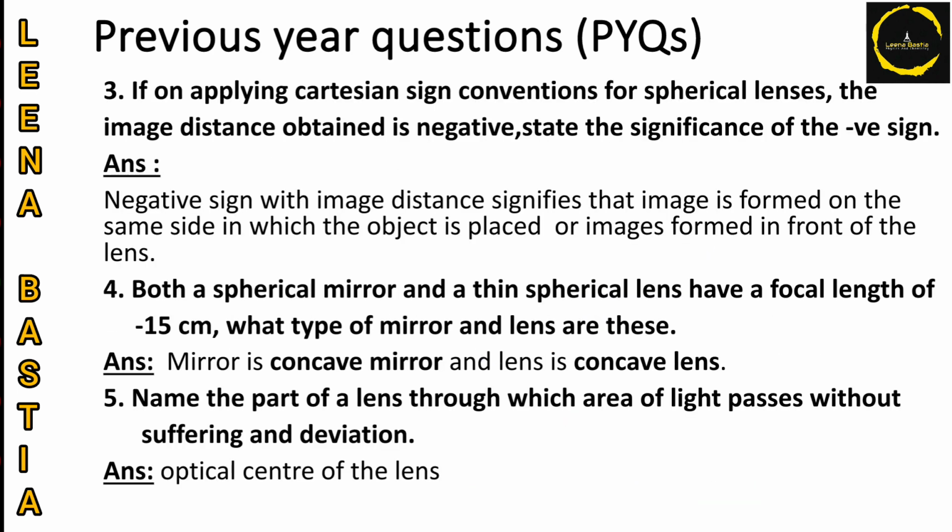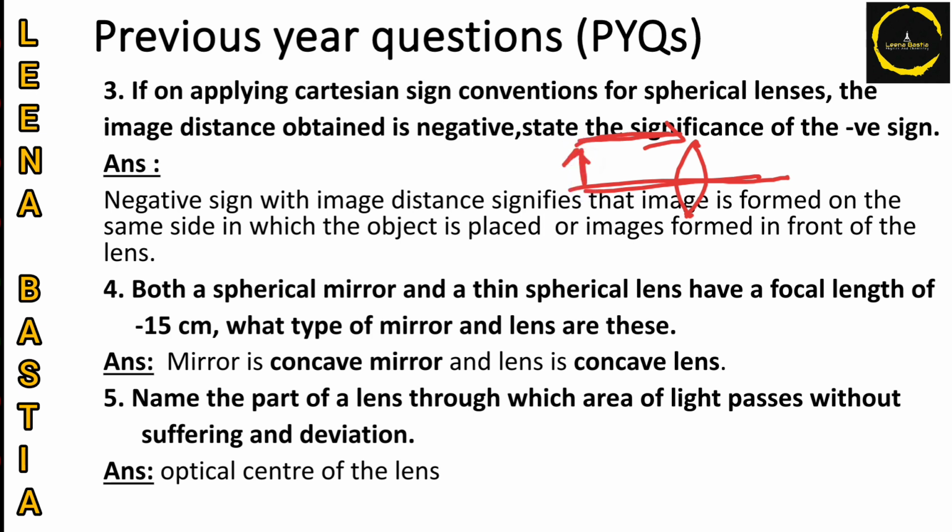Let us move on to the next question, children. If on applying Cartesian sign convention for spherical lenses, the image distance obtained is negative, state the significance of the negative sign. So if the image distance is negative, that means what? The image is formed in front of the lens, isn't it? Sign convention we have already studied. In case of a mirror also, the sign convention is similar for lenses as well. See here, this is the direction of the ray, so the object must be in front of the lens.